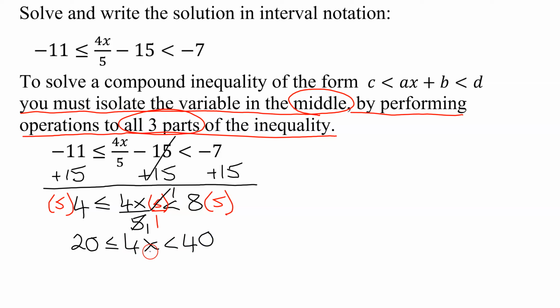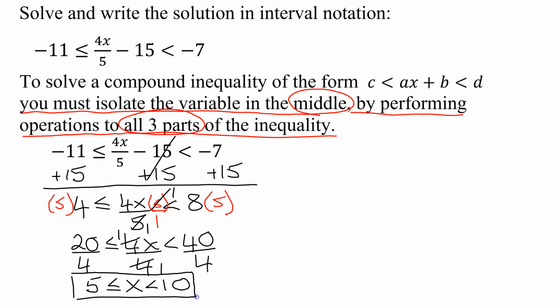And now to get x by itself, all I have to do is divide all three parts by 4. But I'm dividing by a positive number. Is that going to change the inequality symbols? No. That only happens when you divide or multiply by a negative number. So 20 divided by 4 is 5, is less than or equal to, these 4's reduce, so I get x by itself in the middle, which I want, is less than 40 divided by 4 is 10. So I have solved my inequality.